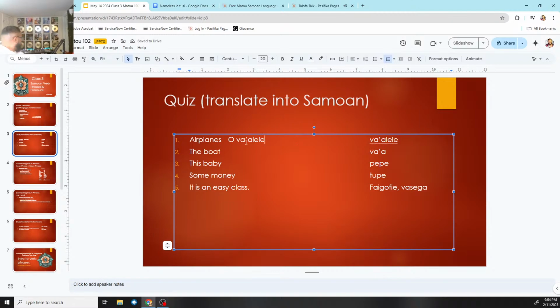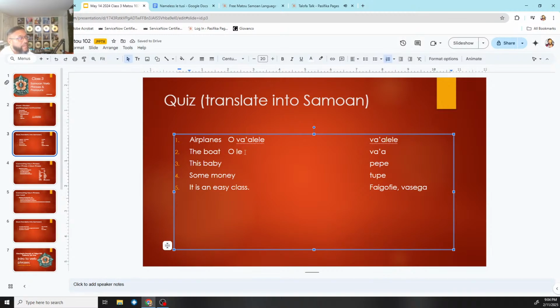The boat. How would we say that? We're talking about a singular specific boat. That's going to be O, our O. Our limiter is going to be le. We talked about limiters, a whole bunch of them. Se is like a. Le is the. Ni is some. Lena is that. There's a whole list of them. Again, that's all review.